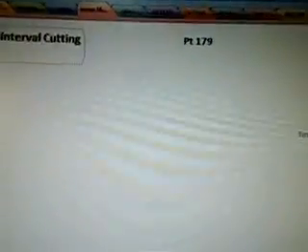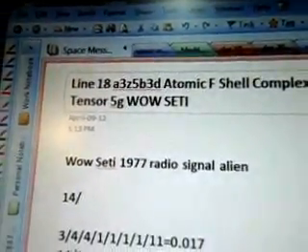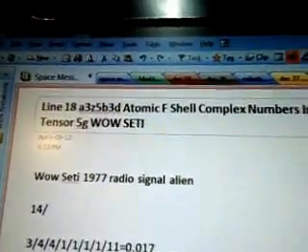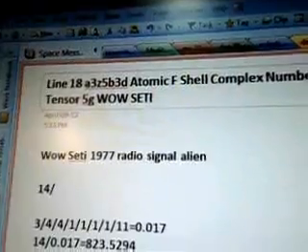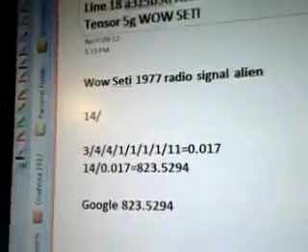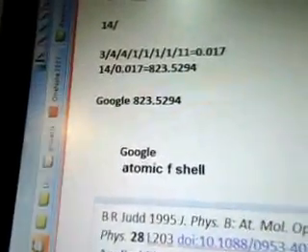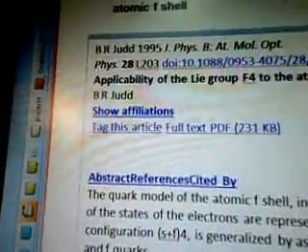This one's part 179. And it's line 1880, 3z5b3d, atomic F shell, complex numbers, interval cutting, tensor, 5G Wow Seti. So there's the alien radio signal. We're going to Google the word atomic F shell because it came up in the very first video.